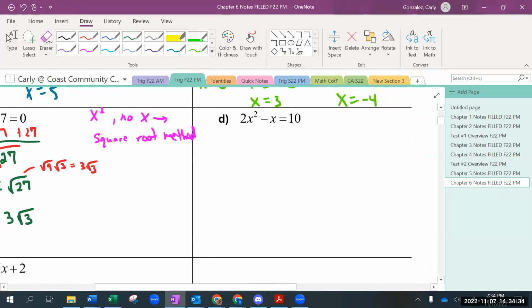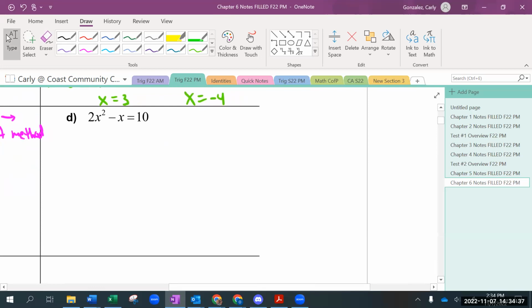All right, D. Here we go. Now we have an x squared and an x term, so we're going to want to set it equal to 0 and try and factor. Since I want my 2x squared positive, I will subtract 10 from both sides. So we get 2x squared minus x minus 10 equals 0. Now, we have a case where a is not 1. So we do have a coefficient in front of x squared that's not just 1.